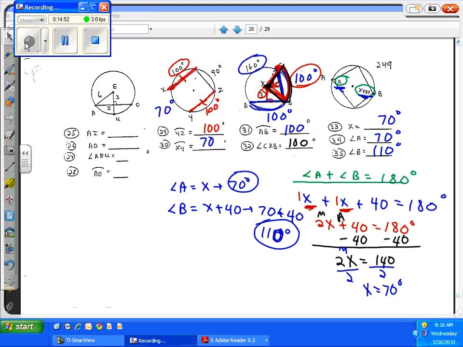If a radius is perpendicular to a chord, it bisects the chord and the arc of the chord. That's 25 to 28. 29 and 30: in equal circles or in the same circle, equal chords have equal arcs, and equal arcs have equal chords. Number 31 and 32: in equal circles or in the same circle, equal chords are equally distant from the center, or chords that are equally distant from the center are equal chords.